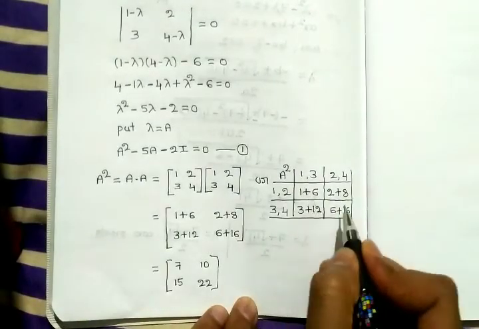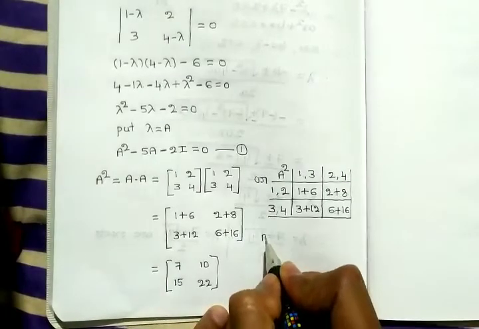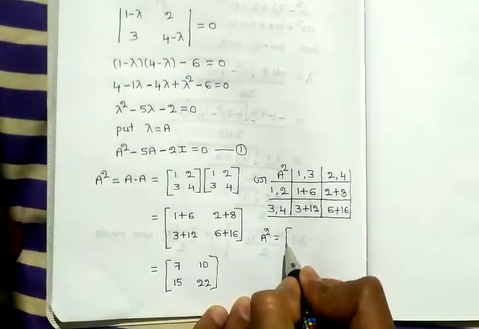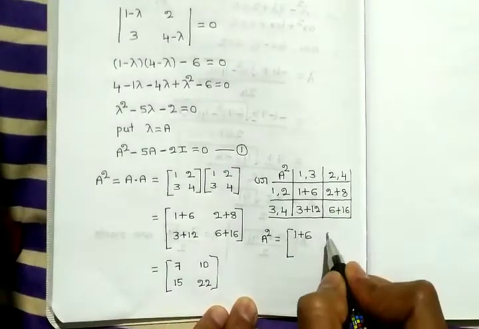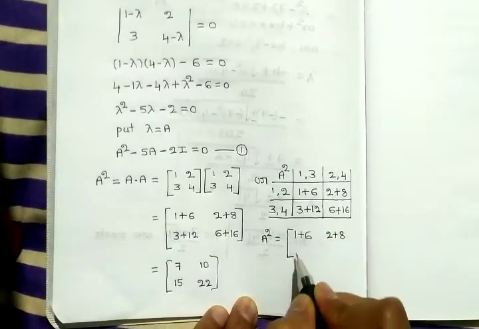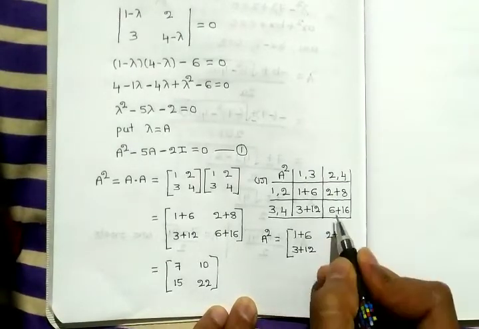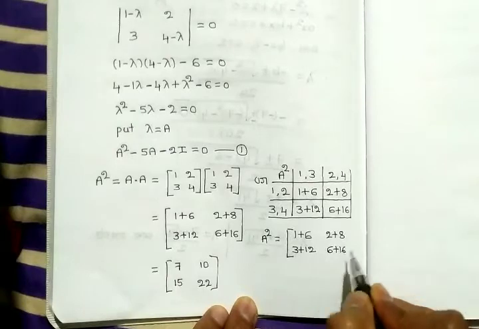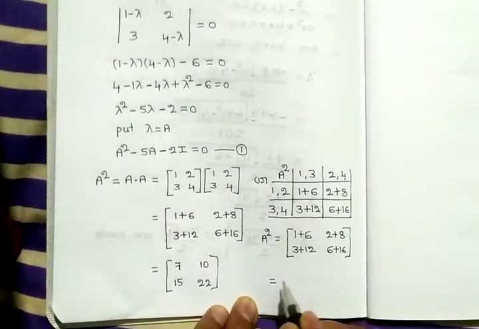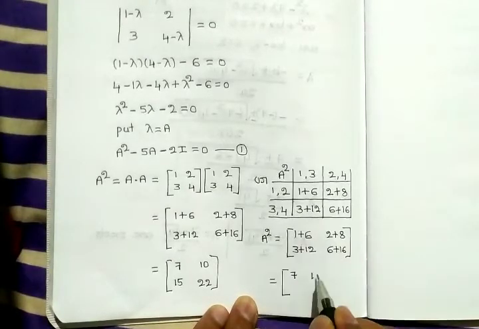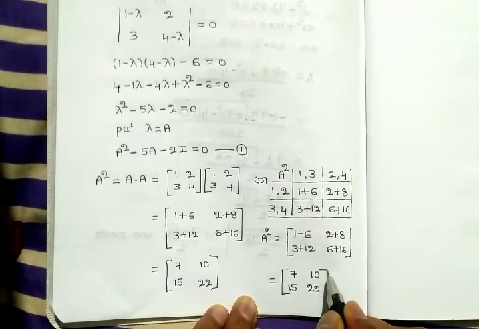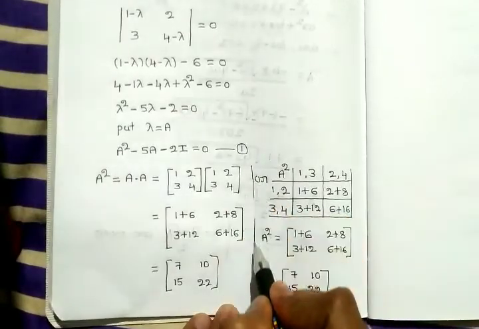So next what to do? These all 4 values keep as they are in matrix form. Therefore A square is equal to, in matrix, first one is 1 plus 6, second 2 plus 8, third one 3 plus 12, fourth one 6 plus 16, correct? So next add. Therefore 1 plus 6 is 7, 8 plus 2 is 10, 3 plus 12 is 15. Next 6 plus 16 is how much here? 22, correct?